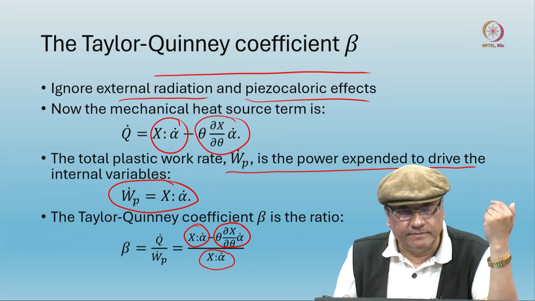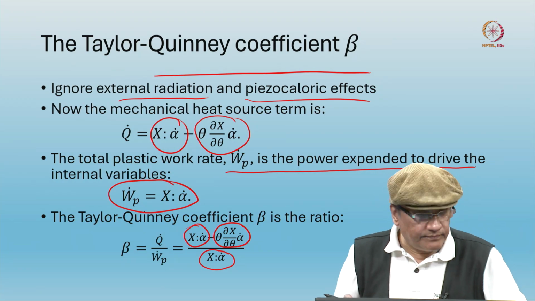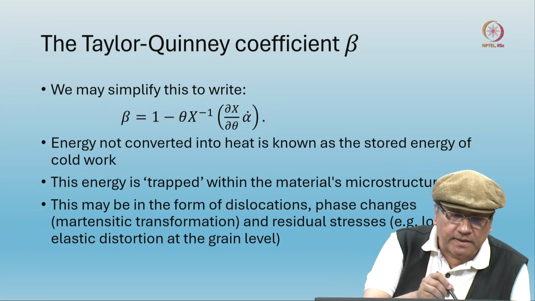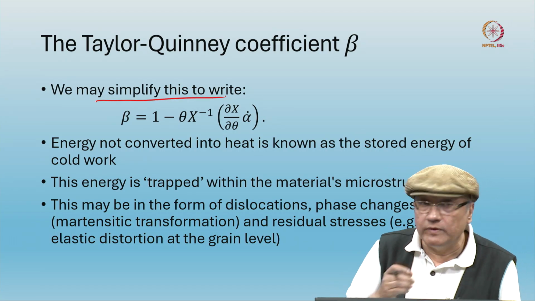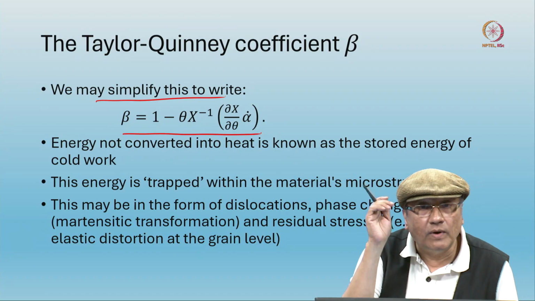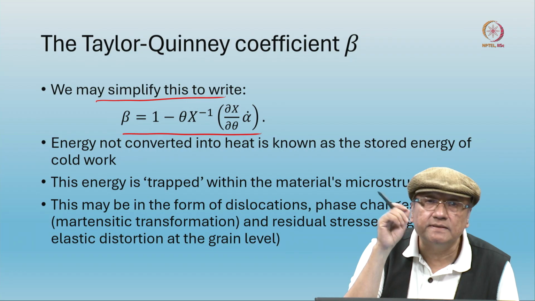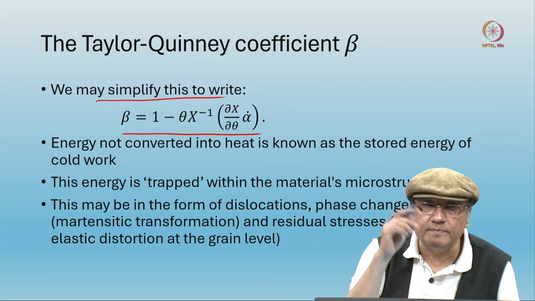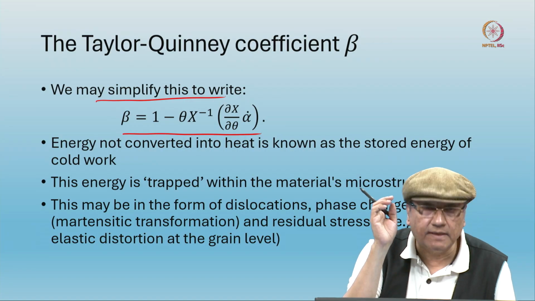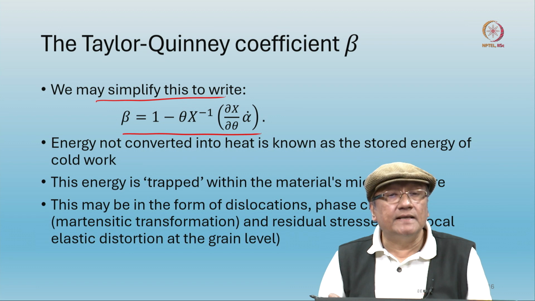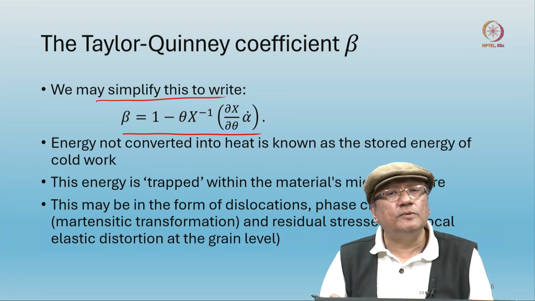How much is it? That is a question that we need to answer. If you try to simplify this expression for this Taylor-Quinney coefficient, you get something like this: beta equals 1 minus theta x inverse del x by del theta alpha dot. This is a simplification of the same expression that we had earlier. The question is now, what should be the value of beta?